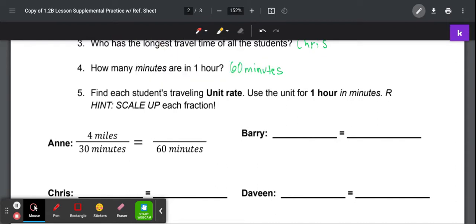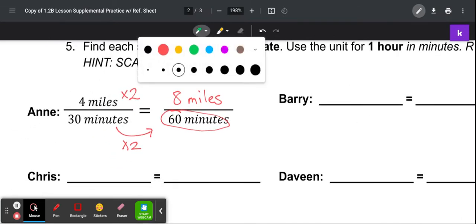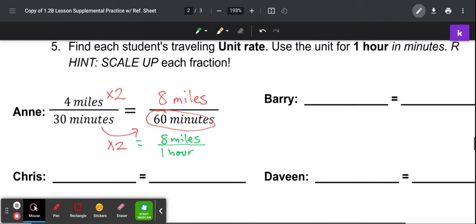So if you recall, 60 minutes is equivalent to 1 hour. So we can figure out how many miles she travels in 60 minutes, and then we'll know how many miles she travels in 1 hour. So 30 times 2 is 60. So you multiply 4 times 2 and you're going to get 8. So that means that Anne is going to travel 8 miles in 1 hour. Okay, that is her miles per hour.